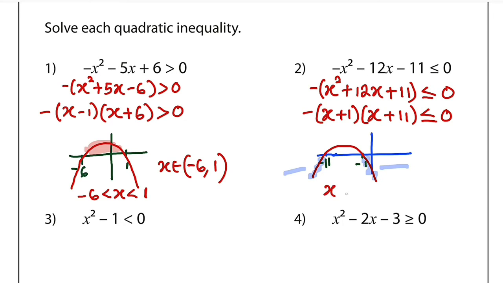So we can see that x belongs to a set of values from negative infinity way down to negative 11, including negative 11, union from negative 1 down to what? Positive infinity. So this is the solution to this in an interval notation. Let's move on to problem number 3.